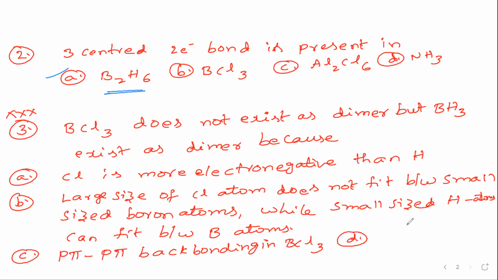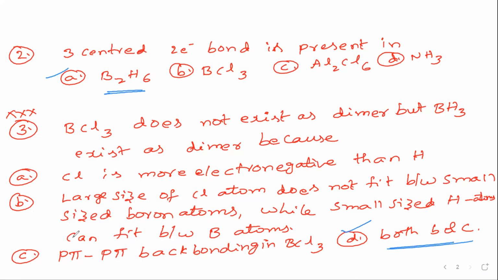Option D: both B and C. Very, very important. First, chlorine is more electronegative than hydrogen. It is correct, but here it is not the reason. Second, large size of chlorine atoms does not fit between small sized boron atoms, while small sized hydrogen atoms can fit between two boron atoms. This is absolutely right. And p-pi back bonding is present in BCl3 as we already discussed in the previous lecture. So p-pi back bonding is present in halides of boron. So the answer is option D, that is both B and C.